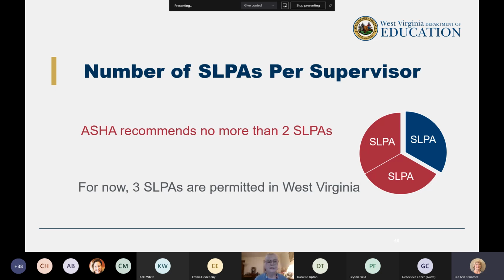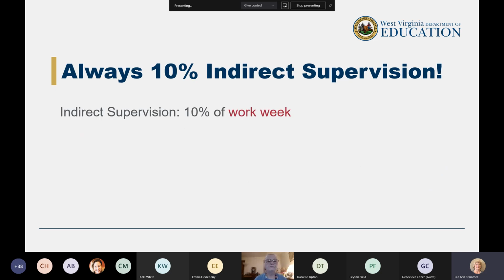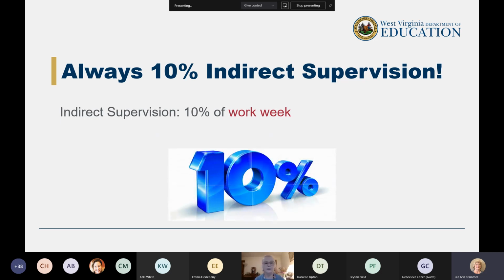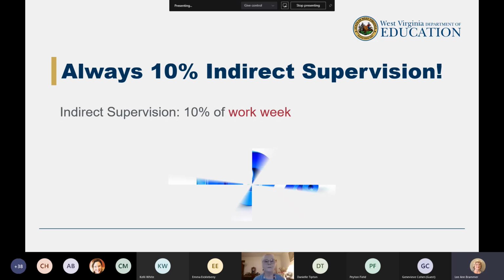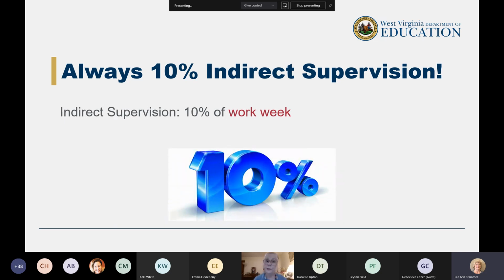So on the next slide, we have just a reminder that 10% of the indirect supervision always remains the same, no matter what. So just remember that you're going to need to plan on at least 3 hours. Now that can be reviewing the IEPs, reviewing the data, but it's going to take time to do that. But ultimately, because you're responsible, you need to keep track of what's going on.